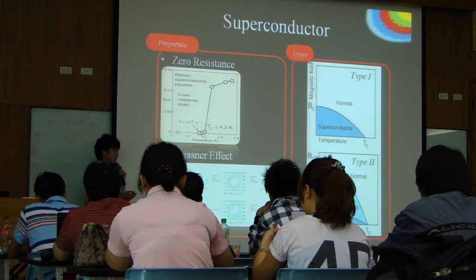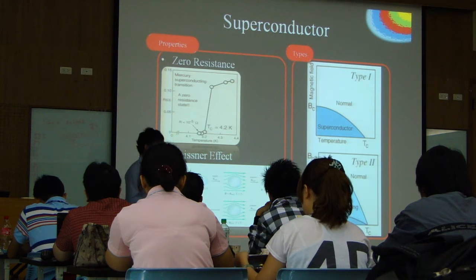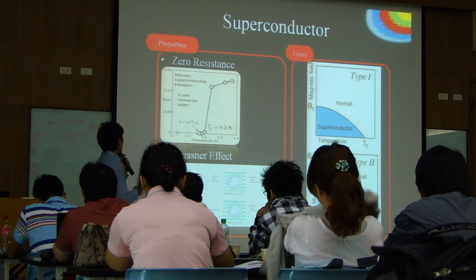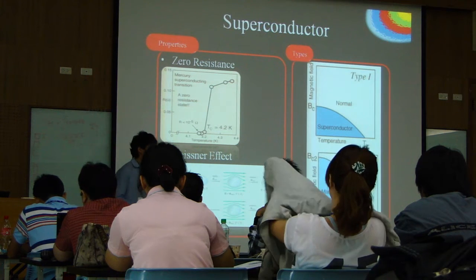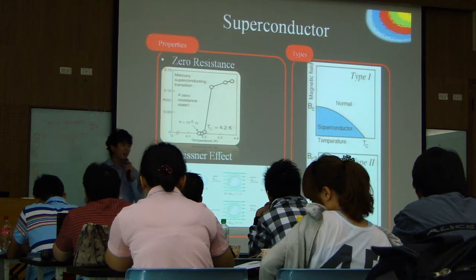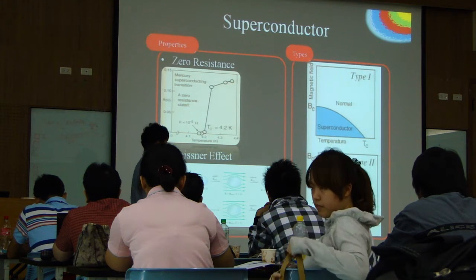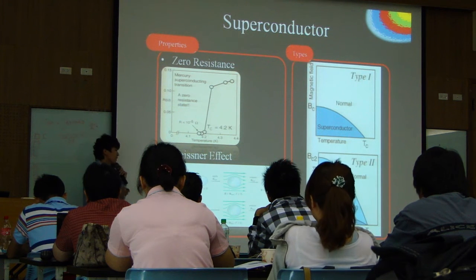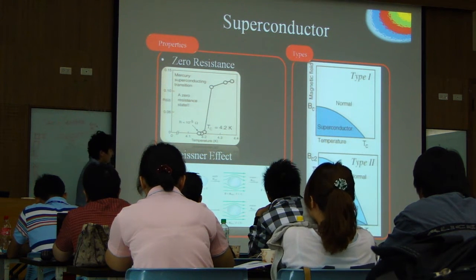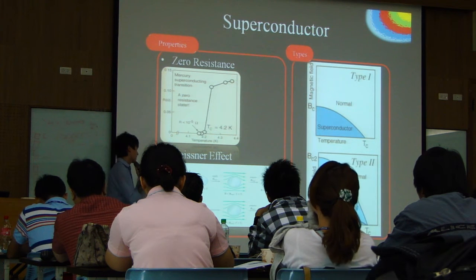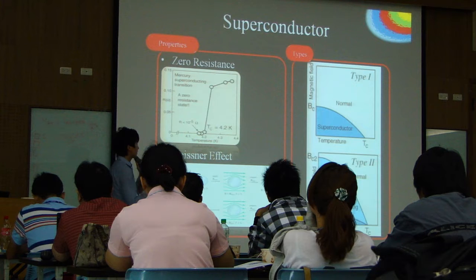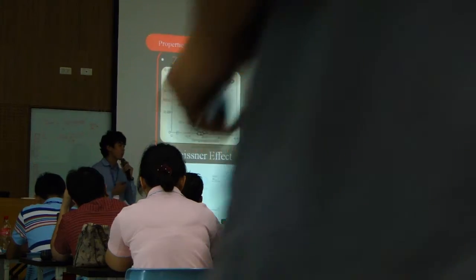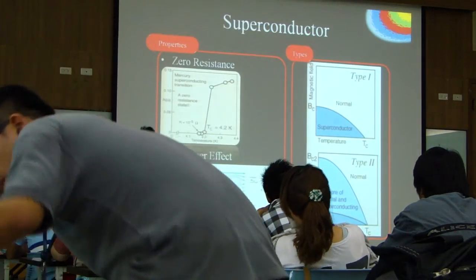First, I will introduce the background of superconductors. There are two properties of superconductors. The one is zero resistance, and the other one is the Meissner effect. And the Meissner effect, in other words, means perfect diamagnetism. It means if we apply a magnetic field to the superconductor, it won't enter the superconductor. And then there are two types of superconductor, type 1 and type 2. And what we prefer now is type 2 superconductors.